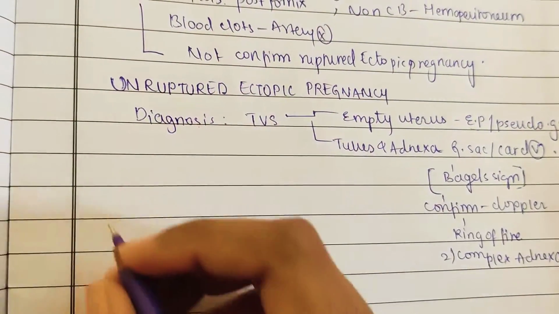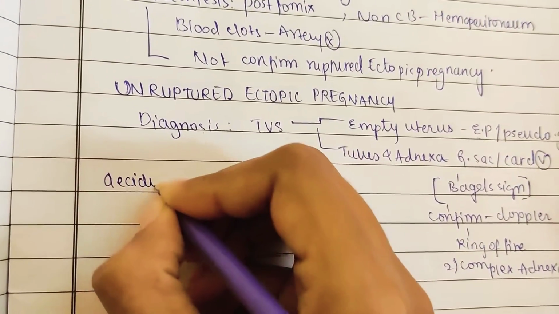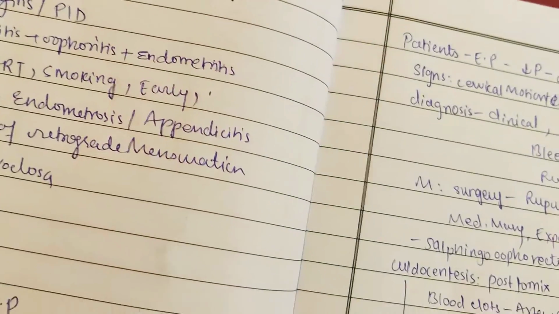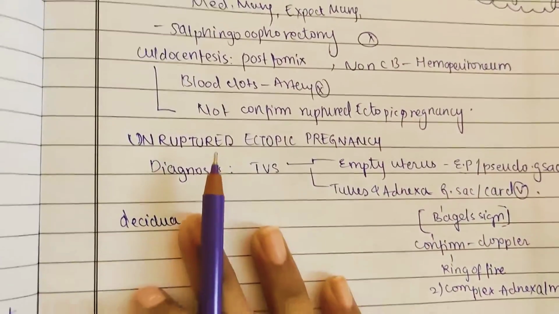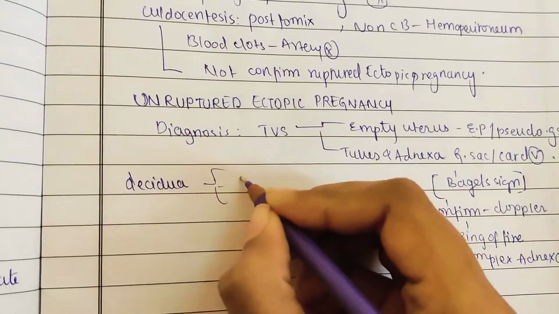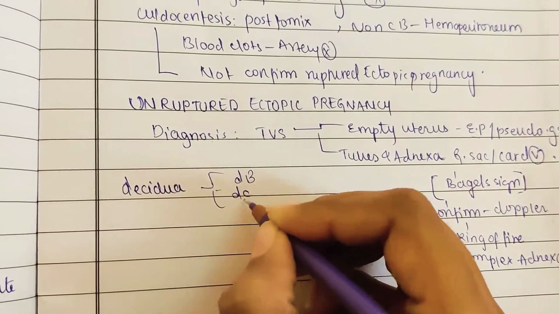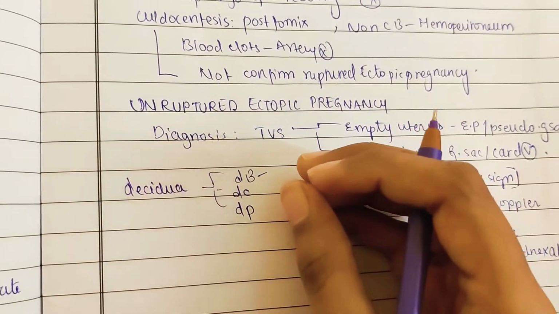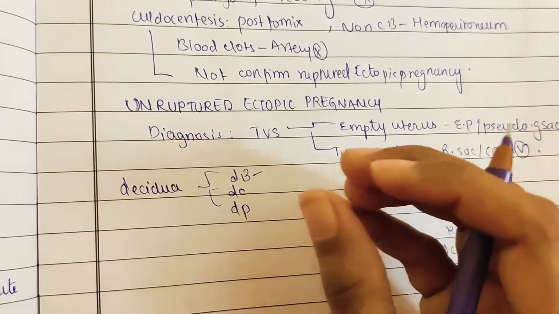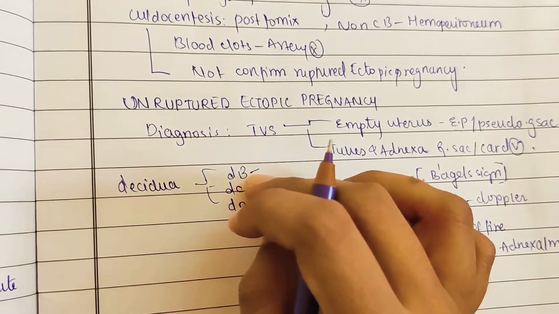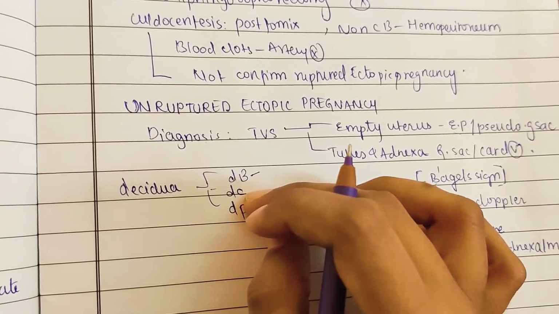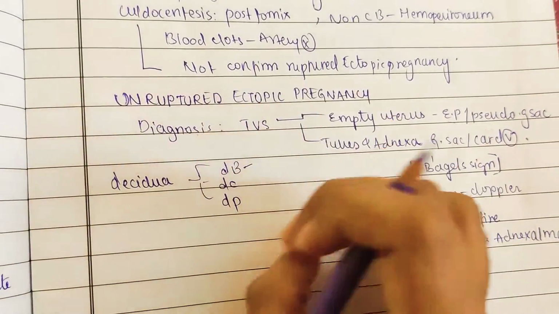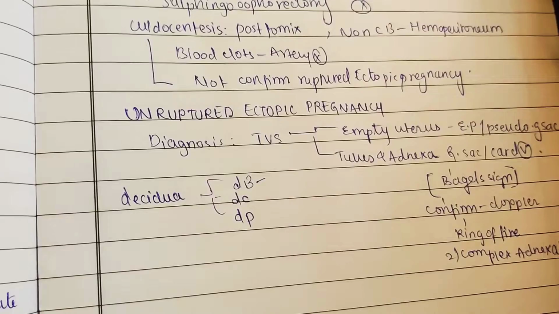Now let us discuss decidua. Decidua is divided into three types: decidua basalis, decidua capsularis and decidua parietalis. Decidua basalis mainly separates the blastocyst from the myometrium, and it forms the maternal side of the placenta. About this we already discussed in previous videos. Now coming to decidua capsularis, it separates the blastocyst from the uterine cavity. Next, decidua parietalis forms the rest of the decidua.